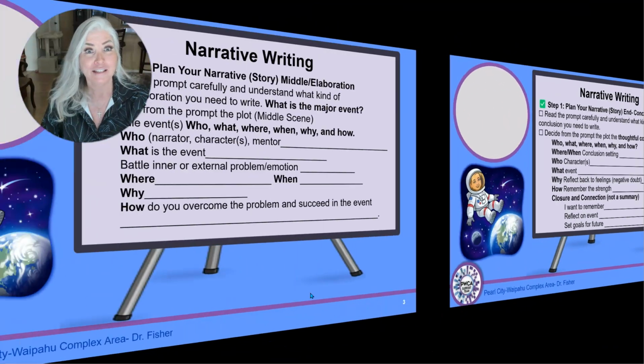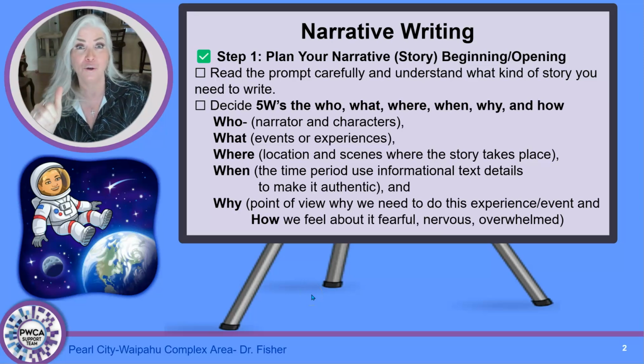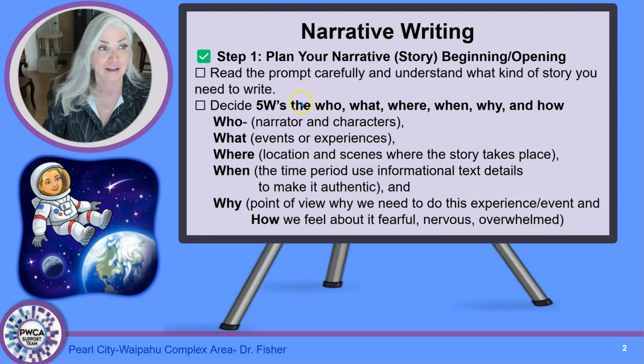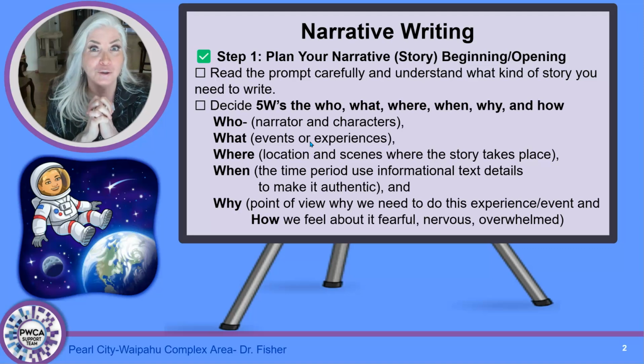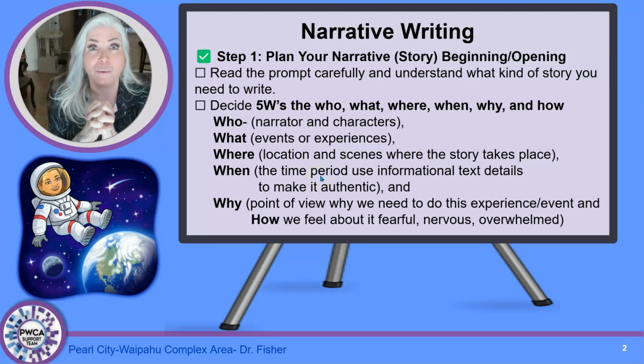One of the easy ways to make sure that you have everything in your story that you need is to think about the 5 W's. Who, what, when, where, why. So in your beginning, say who the narrator is, that's the person telling the story, what event or experience is coming up, where is the location and scene where the story takes place, so maybe at school, and when the time period is.